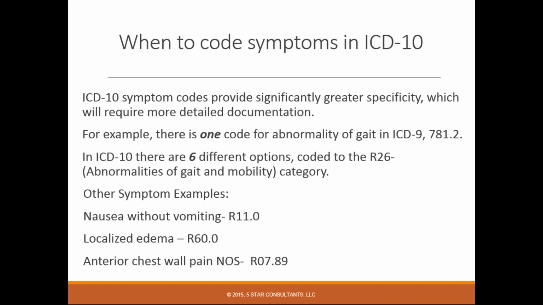All right. So there are more specific symptoms in this R chapter. For example, there are 6 different options for gait abnormality in R26, and that's equal to our 781.2. However, usually we're going to use other or unspecified for that. We don't have a lot of the detail. Here are some others: nausea without vomiting, edema, anterior chest wall pain. If it's not diagnosed as angina pectoris, then that's where you would go.